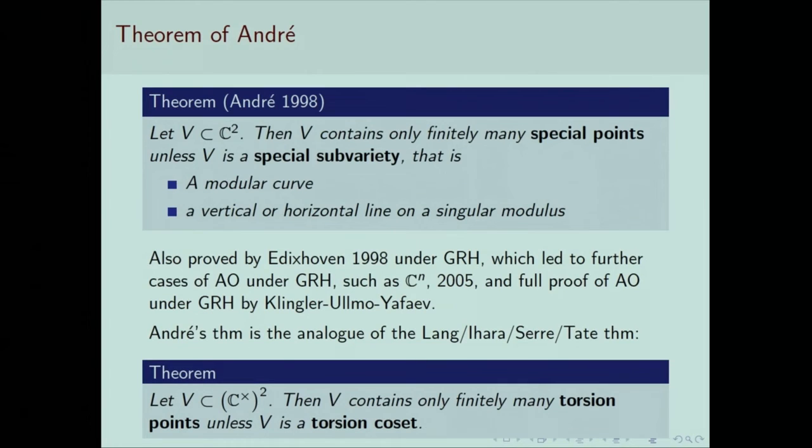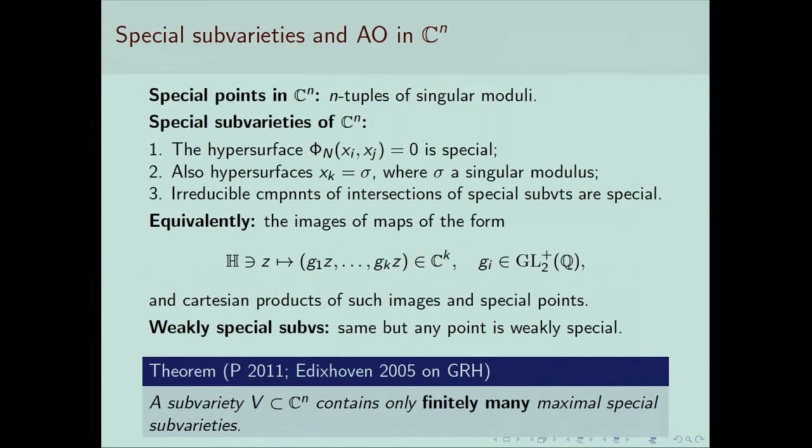In the same year, Edixhoven proved it under GRH, and then that started a program of proving further cases of André-Oort under GRH, which eventually led to a full proof under GRH. So I want to state the theorem in C to the n. And so I need to tell you what these special points and special subvarieties are. So the special points in C to the n are simply n-tuples of singular moduli.